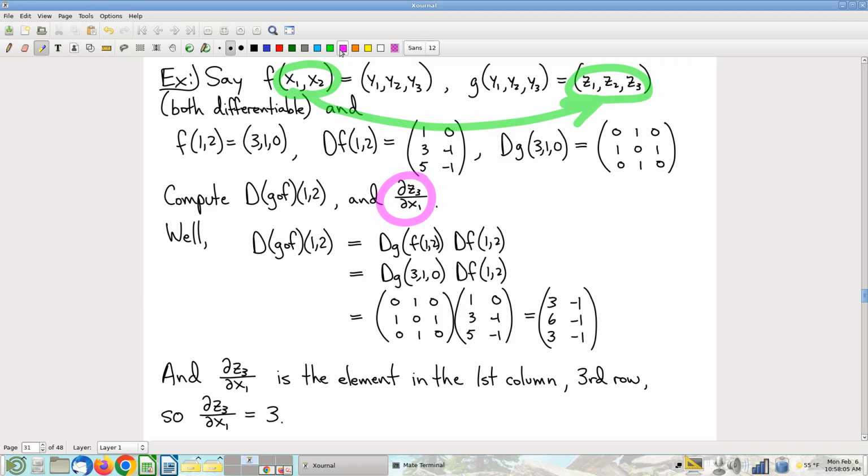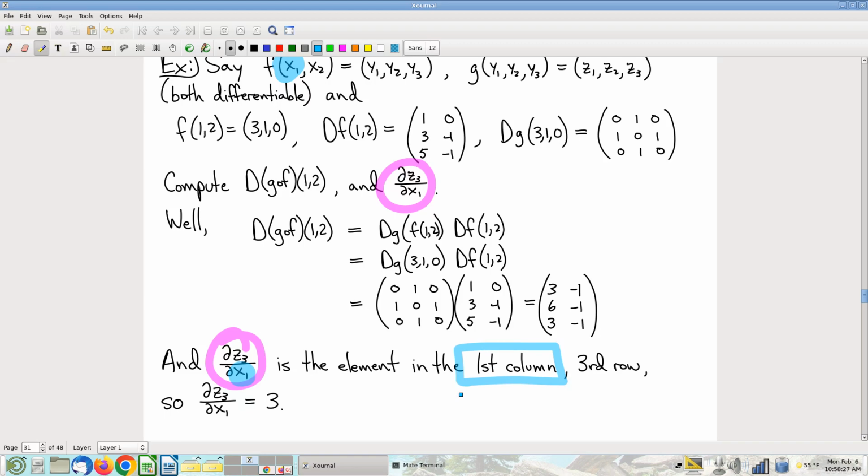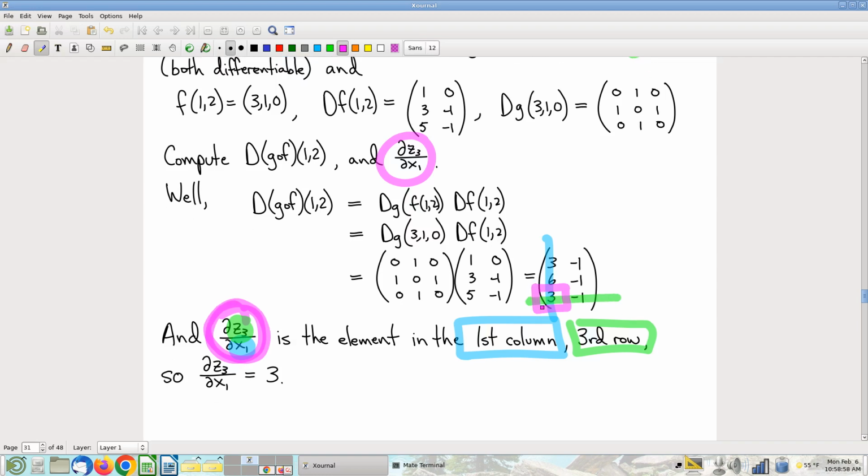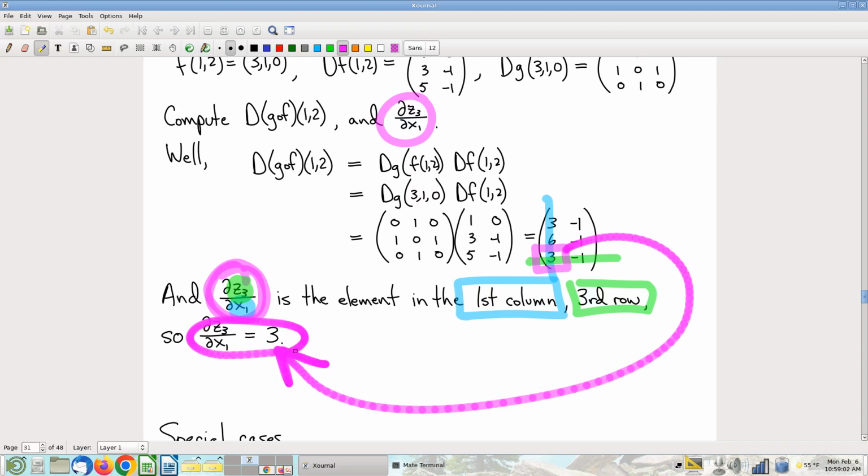So this thing that we want to compute, the partial of Z3 with respect to X1. Notice that we're taking the partial with respect to X1, the first of our input variables. So this partial is going to be in the first column of my matrix. Similarly, we're looking for the partial of Z3, and Z3 is the third of our three output variables, which means we're looking in the third row. So altogether, the element we're looking for is the entry in the first column, third row, and so the answer is 3. Is that cool? Everybody's happy? All right. Good deal.